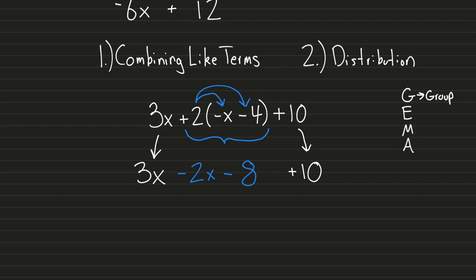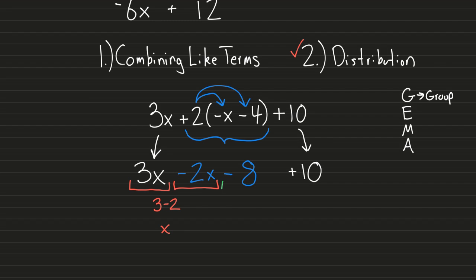Now, we're not done. Notice that I still have more terms than I probably need. I've done my distribution, so distribution looks great. Now I have to combine like terms. My variable terms here: I've got 3x and minus 2x. So in fact, I've got 3 minus 2 for my coefficients. So I'm just going to have 1x. And in fact, because it's just 1, remember, we can just write x.